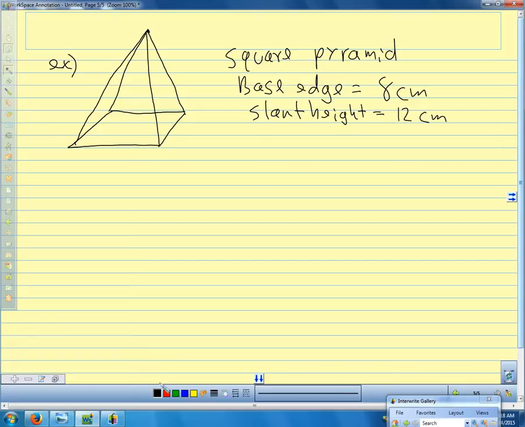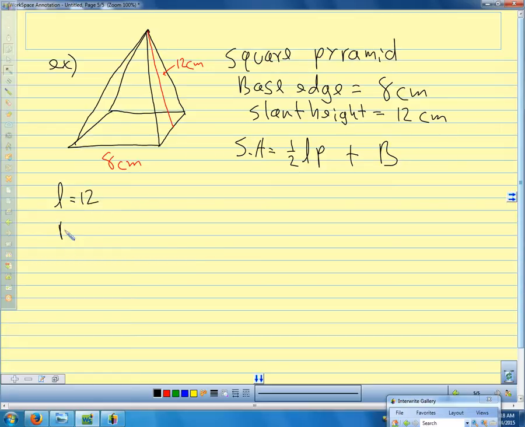So I'm going to label my parts. If they don't give you a picture, you can always draw a picture. There's 8 centimeters. I'm going to draw in the slant height there. That's 12 centimeters. All right, do we have everything we need for our formula? 1/2 LP plus B. So if it helps to make a list, make a list. What's L? Slant height. 12 centimeters, it tells us that.